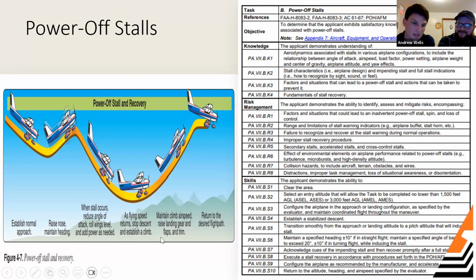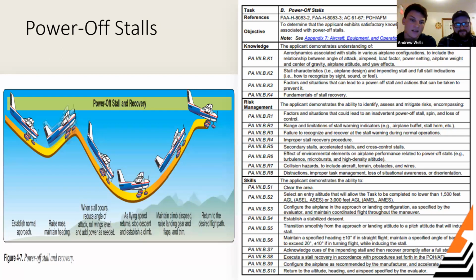So as we can see by the picture, you want to establish a normal approach speed. The power off stall, we have to start in slow flight. We can't start it just flying normally. So if you're doing slow flight, you know what's coming next. Yes, it's most likely you're going to lead right into the power off stalls.